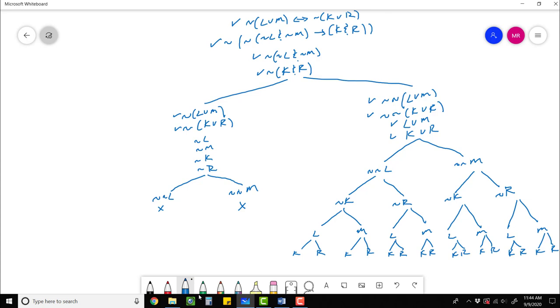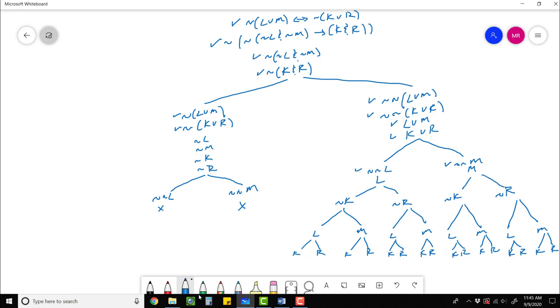So let me erase this here, give me a little bit more room. So L, check, M, check. And then we just put our branches back. Okay, so now we are done except for checking for contradictions.